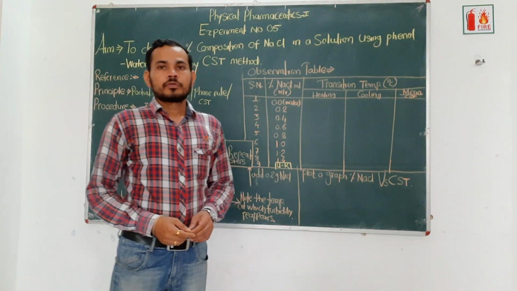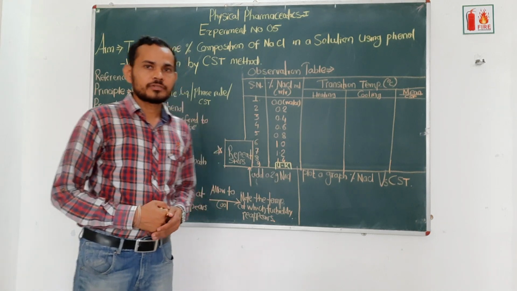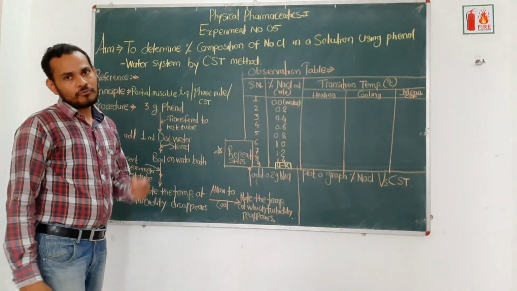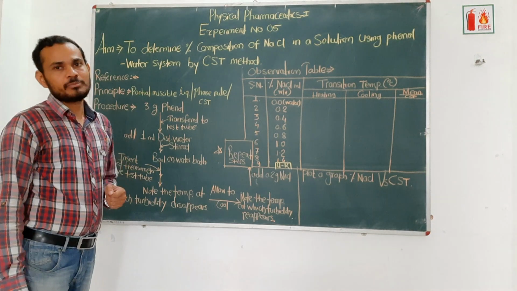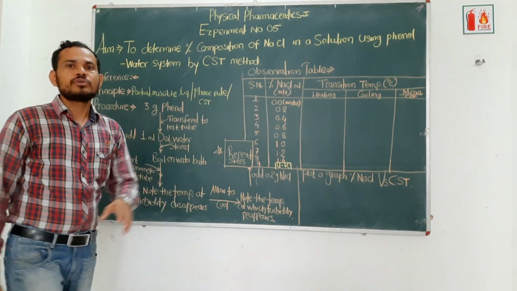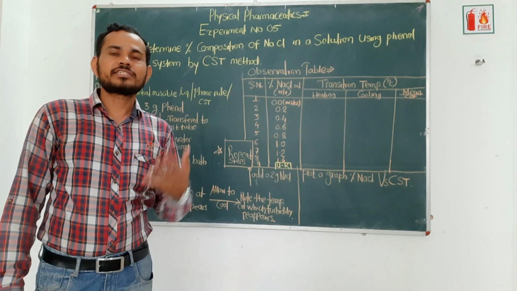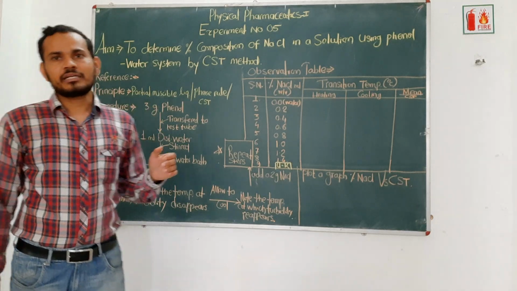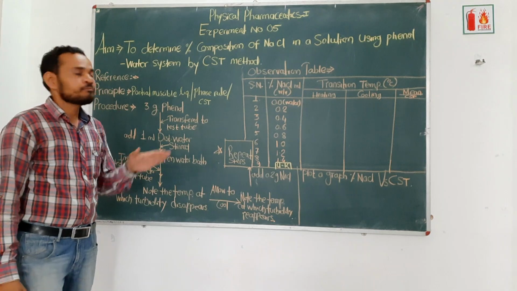Hello students, this is experiment number 5 under Physical Pharmaceutics, BPharm semester 3. The aim of the experiment is to determine the percentage composition of NaCl in solution using the phenol-water system by the CST method. This CST method is the critical solution temperature method. By using this critical solution temperature method, we have to determine the composition of NaCl present in our system. The reference for this experiment is Alfred Martin's Physical Pharmaceutics textbook, edition 7.